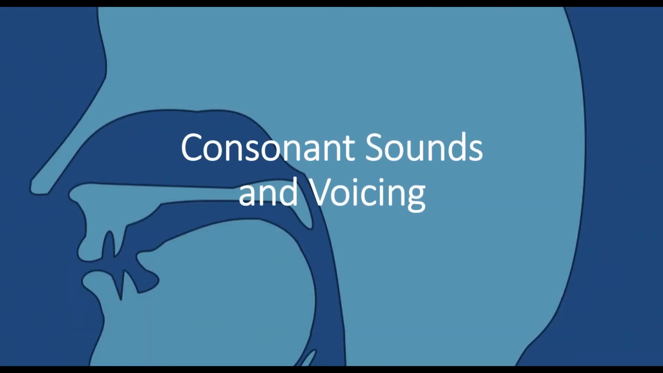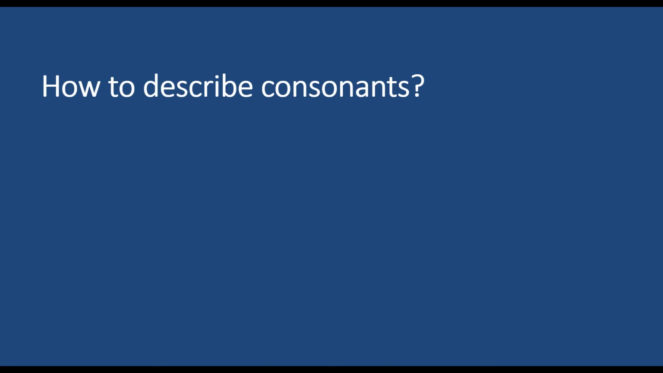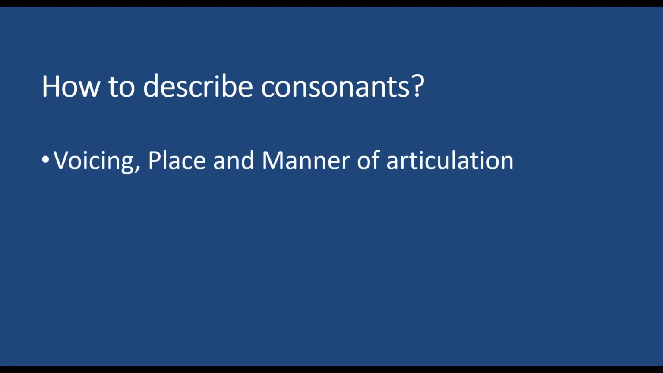Welcome to Consonant Sounds and Voicing. We've been talking about how to describe consonants. So far, we've looked at place and manner of articulation, and we've left voicing towards the end. Usually when you describe a consonant, you describe first voicing, then place, then manner. So you would ask yourself, why have we left voicing towards the end? And it's mainly because of two reasons.